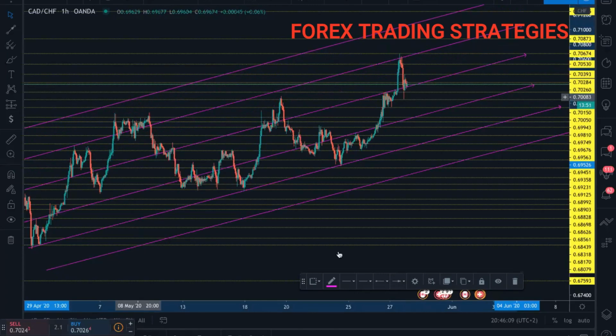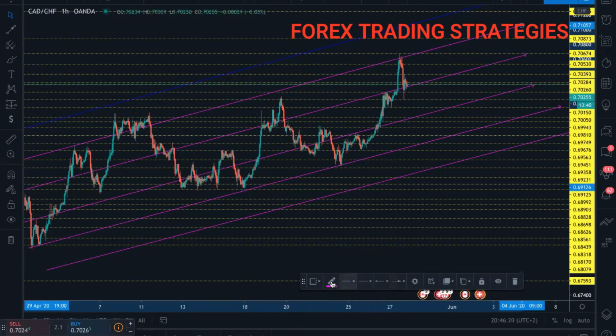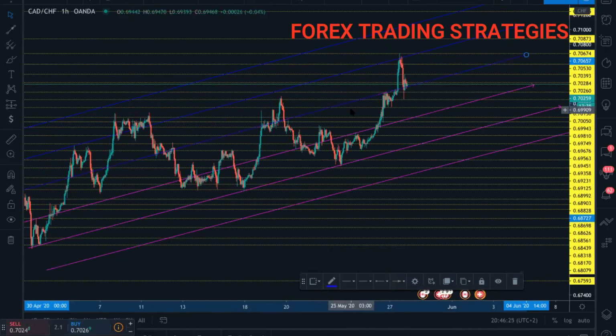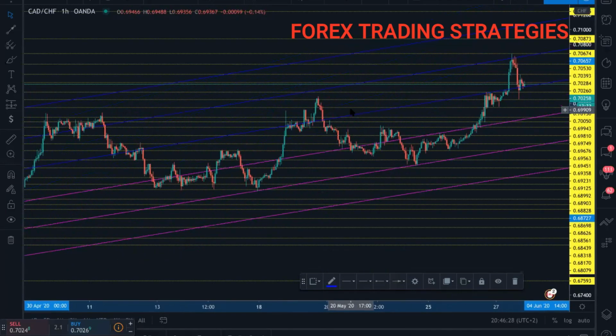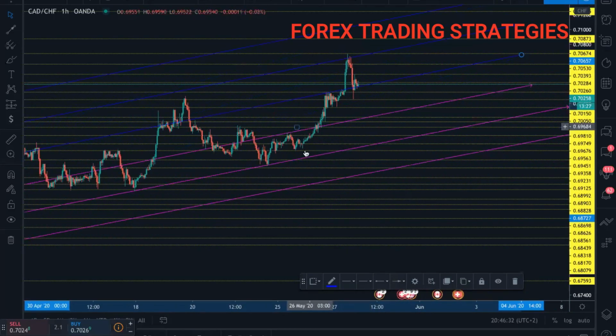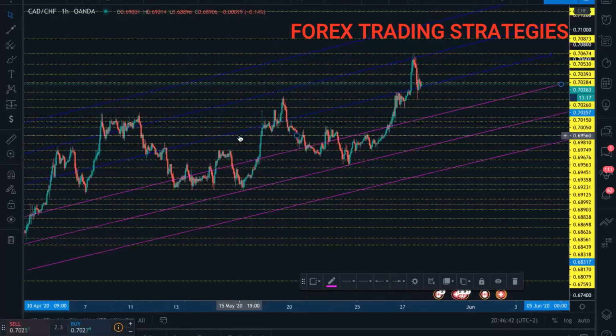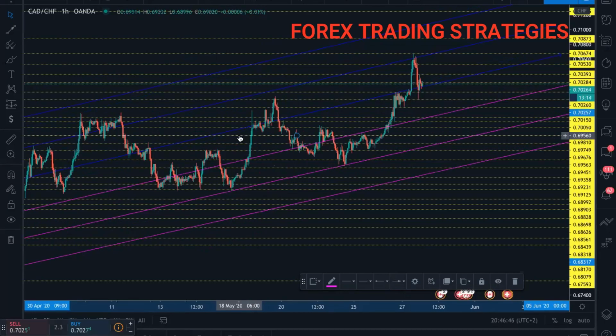So like what we said, we always color code our channels. So what do we have now? We have an ascending channel, okay, and we have two of them, and the market will respect these ascending channels.